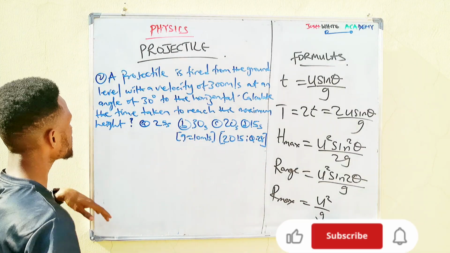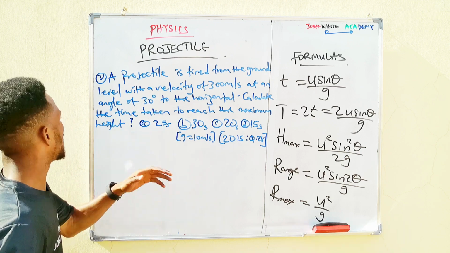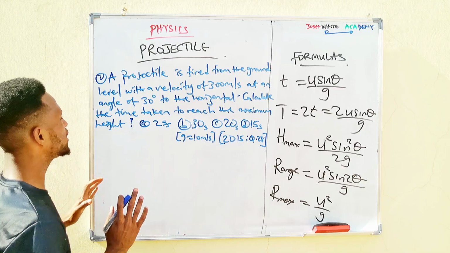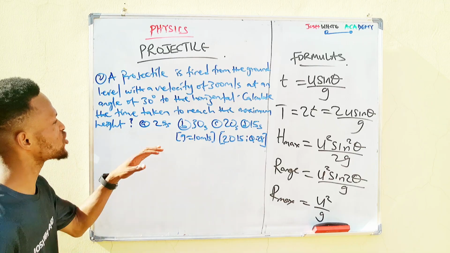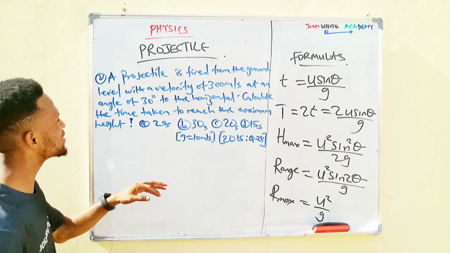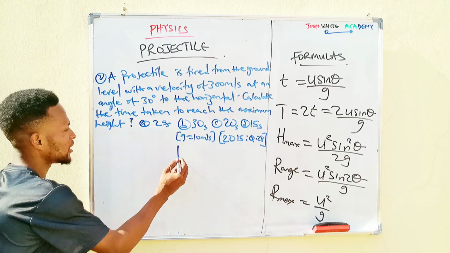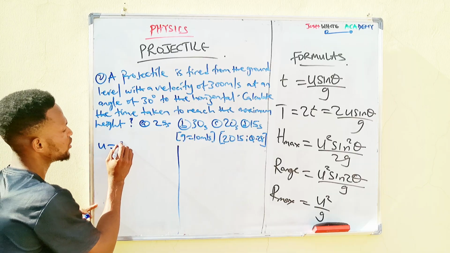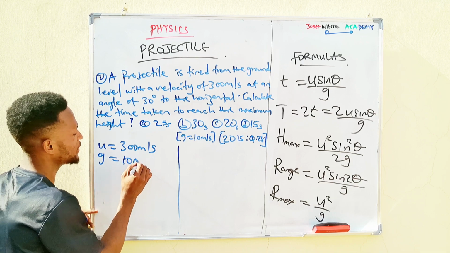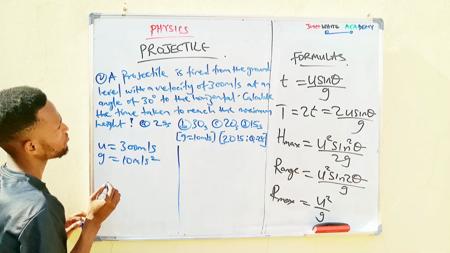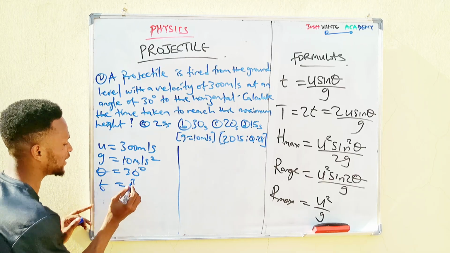So the next question. A projectile is fired from the ground level with a velocity of 300 meters per second at an angle of 30 degrees to the horizontal. Calculate the time taken to reach the maximum height. So from this question, we are finding our small t, that's the time to reach the maximum height. We are given velocity. We are given gravity. So our data: u is equal to 300 meters per second, our g is equal to 10 meters per second square, our theta is 30 degrees, and we are being asked to find small t.